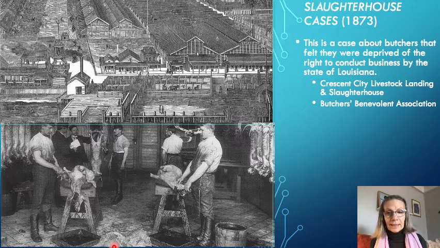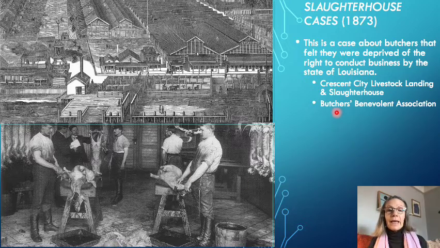Well, this case is about a bunch of butchers. The Crescent City Livestock and Landing company got a 25-year monopoly in order to do the butchering, to do the slaughtering. And all of those independently owned and operated butchering slaughterhouses were out of luck, right? They could no longer engage in their livelihood. And they were pissed off about that.